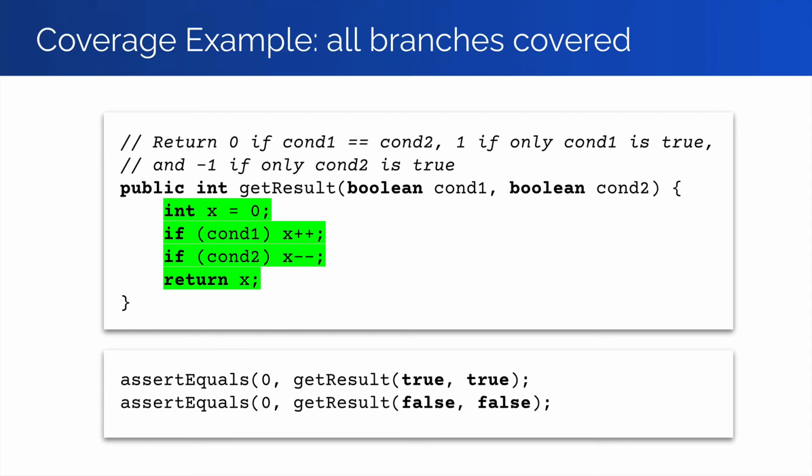And this is what that would look like. We simply pass in false for both arguments. Since condition 1 equals condition 2, the expected result is still 0. So this is wonderful. Both of our test cases pass, and we have 100% statement and branch coverage. Conclusion: maybe testing isn't so difficult after all.